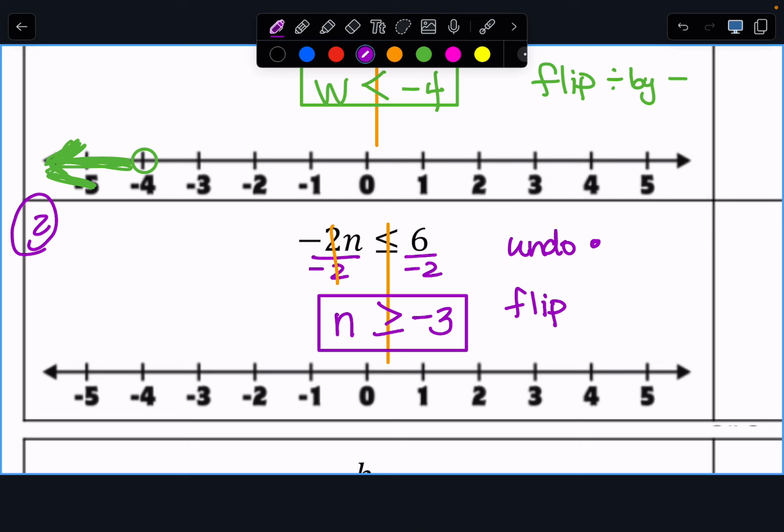All right. Open or closed at -3? Everybody, to the right or to the left? We are greater than or equal to -3. We need to color in numbers that are bigger than -3.